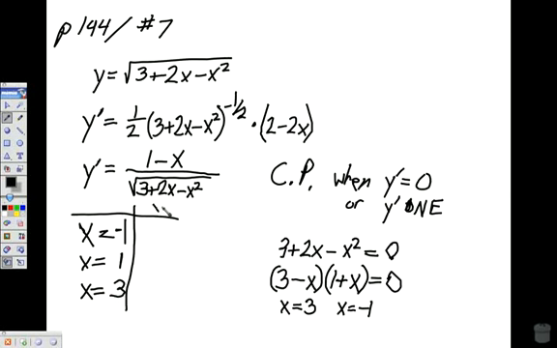Now let's think about what y is in each of these cases. If we put negative 1 into the original equation, we have 3 plus a negative 2, that's 1, minus negative 1.